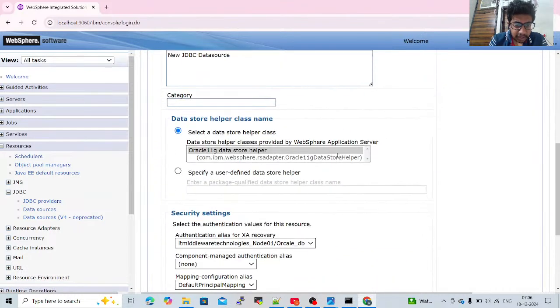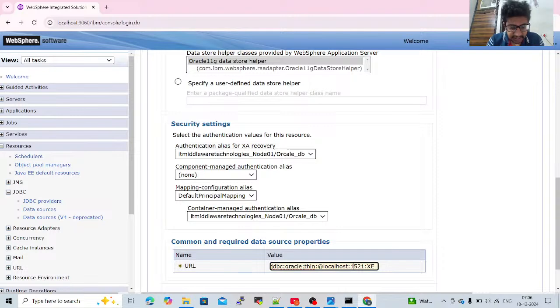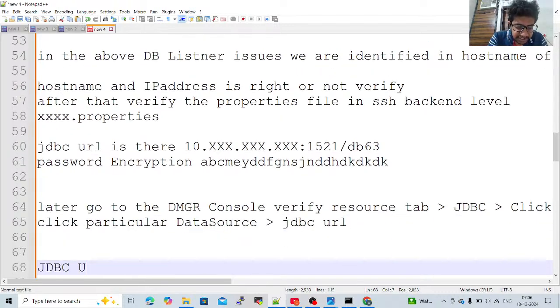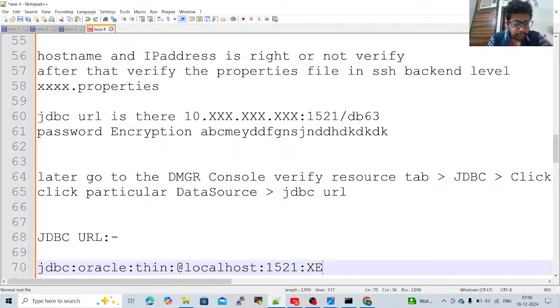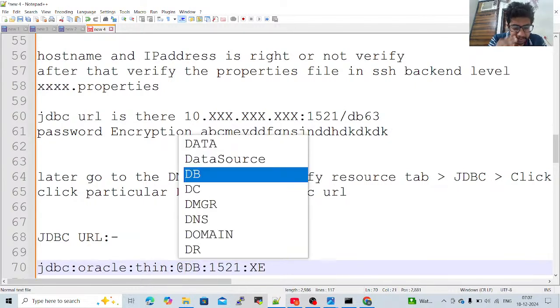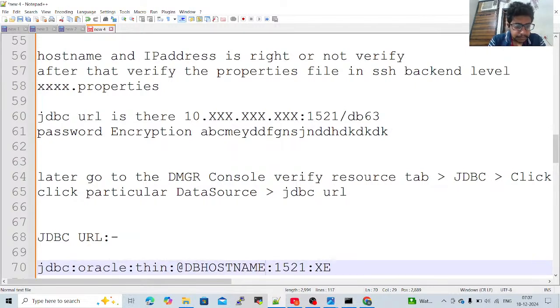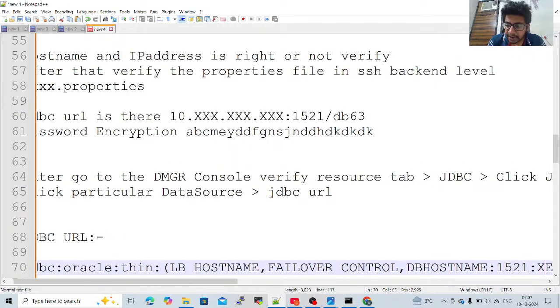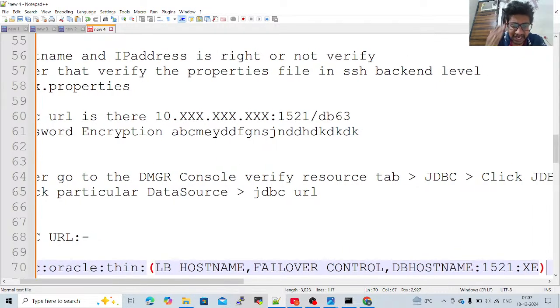Go down, there is one URL. This is the URL, this is the JDBC URL. In the URL, this is the DB host name. Okay, previously on our laptop it is like this, but in real time scenarios it will be LB host name, comma, failover control, comma, DB host name and a port number. I don't know exactly, but it will be there like this in the URL.